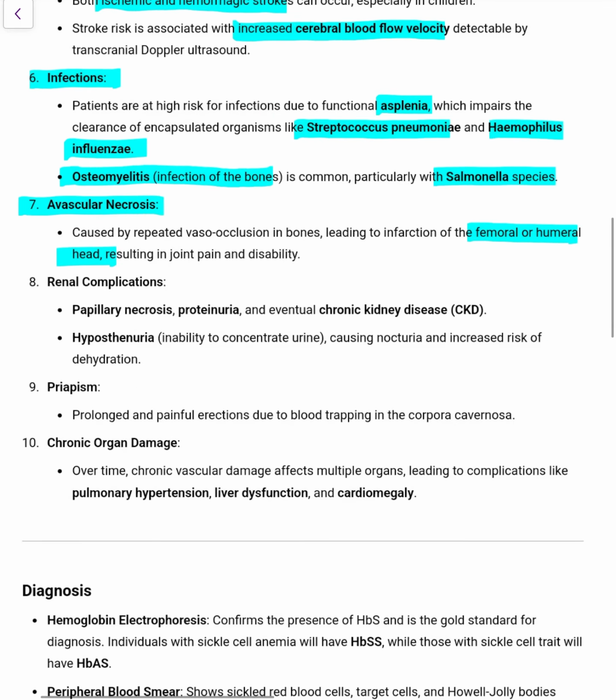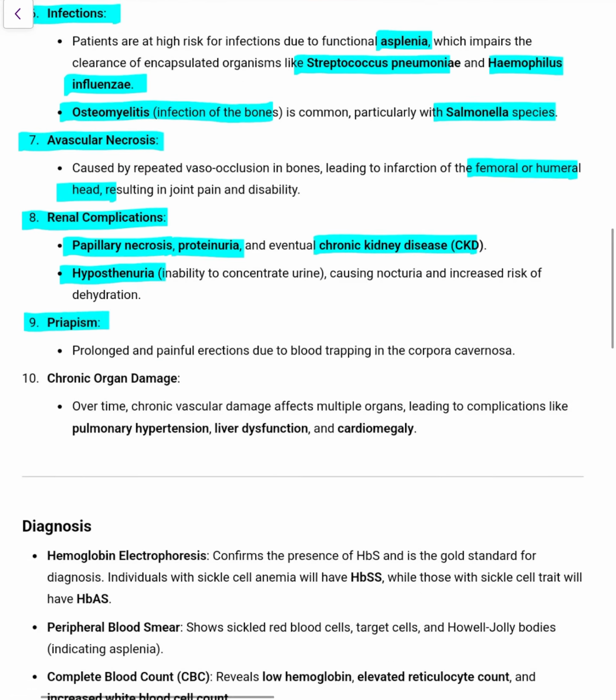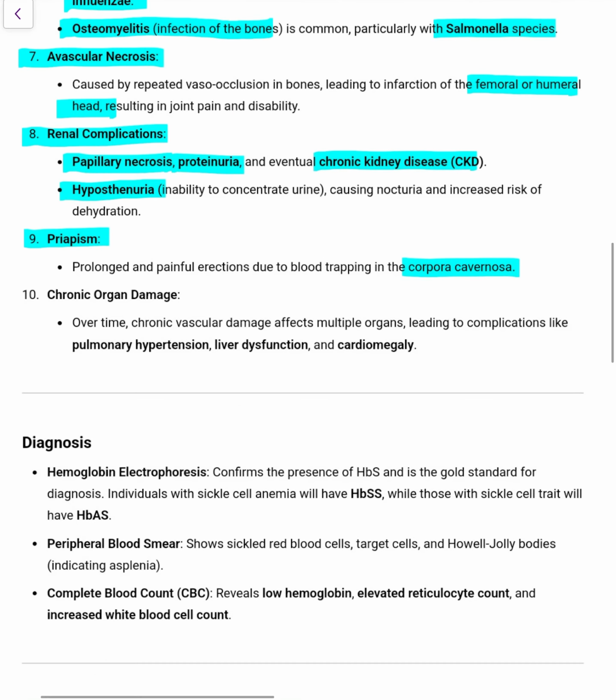Okay. Next is renal complications. What are those? Papillary necrosis can happen, and proteinuria can eventually lead to CKD. So hyposthenuria will occur, that is, the kidneys are not able to concentrate the urine. Okay, which will lead to nocturia and increased dehydration again. Priapism in males, because of blood trapping in the corpora cavernosa. Okay, a painful erection of the penis. Next is chronic organ damage. So any organ damage because of vascular damage will happen, like pulmonary hypertension, liver injuries, or cardiomegaly can be there.